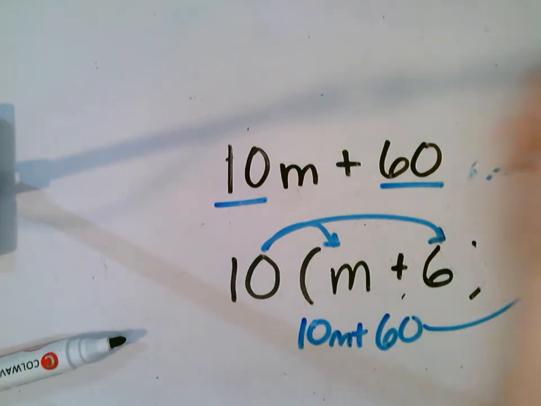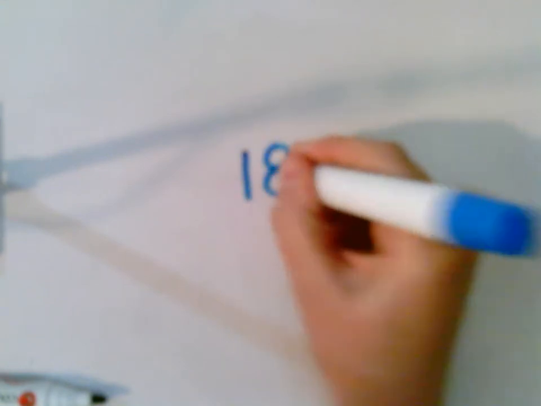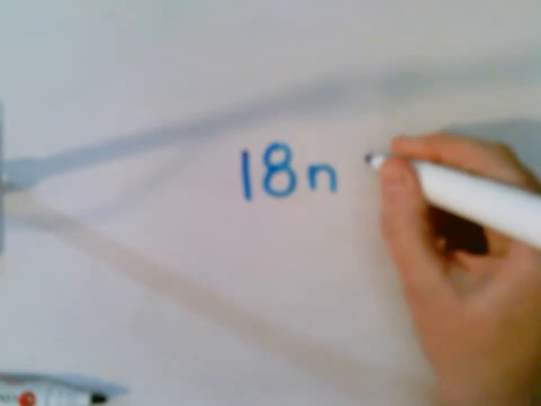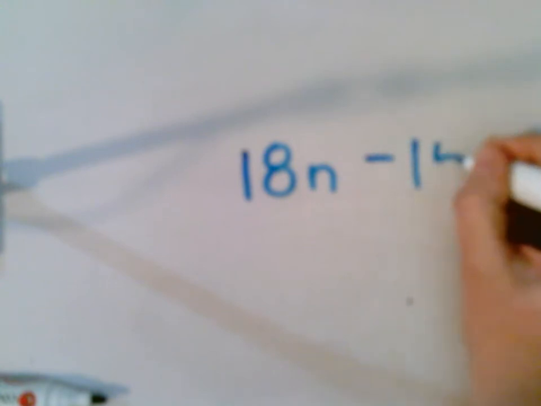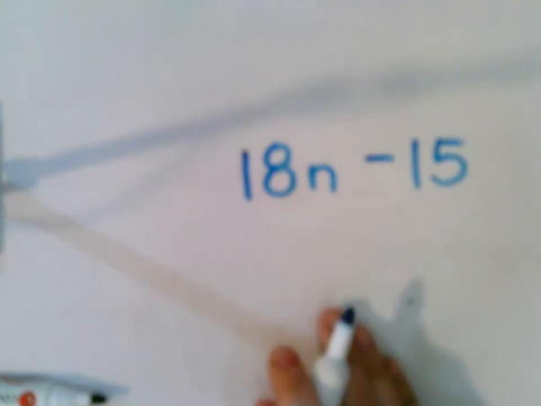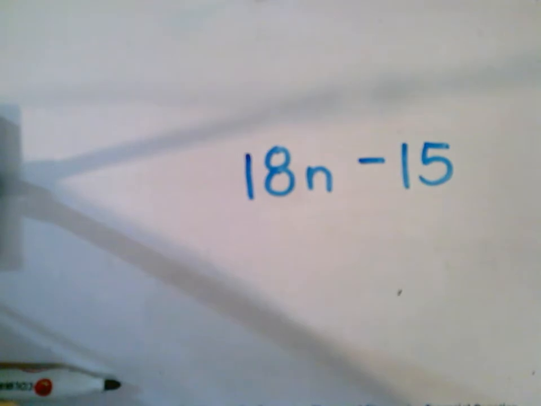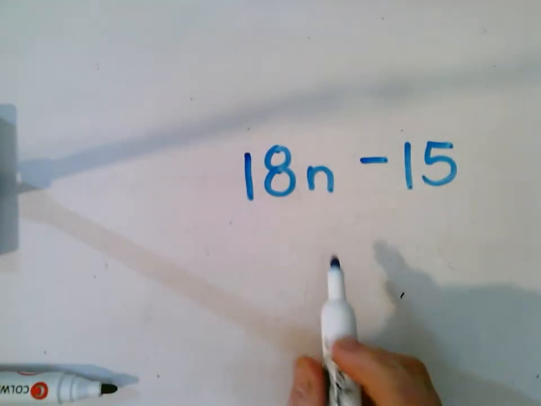Let's try one more. Let's see, I'm trying to come up with one that isn't going to be. All right, let's do 18n minus 15. 18n minus 15. All right, come on, let's get focused here. Okay, camera. There we go. Okay, 18n minus 15.